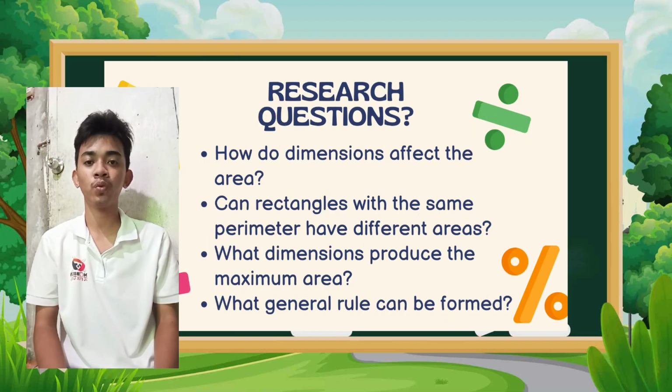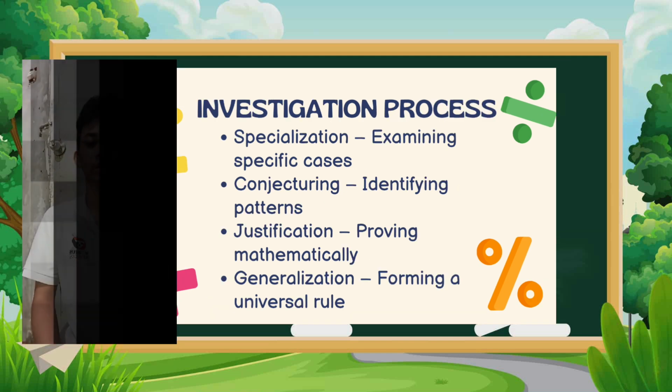So our research questions: first, how do dimensions affect the area? Second, can rectangles with the same perimeter have different areas? Third, what dimensions produce the maximum area? And last, what general rule can be formed?